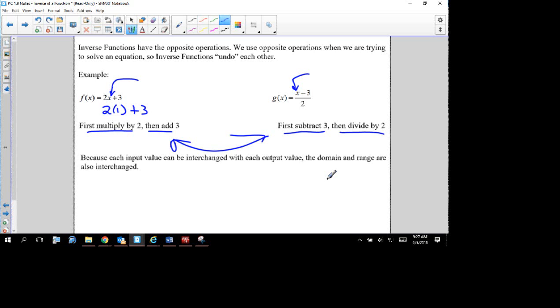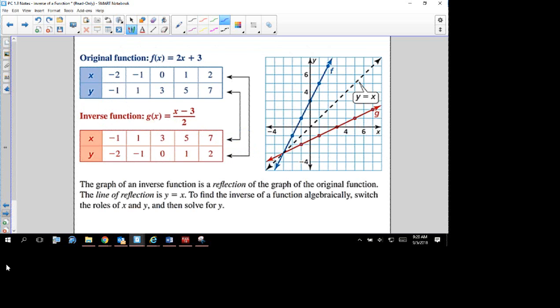So this is one way you can find the inverse. However, this is not my preferred method, but it might be your preferred method. You just think about what is being done to the x, and you rewrite it in the opposite order, in the opposite operation. And here's what I just talked about with the first equation. Here's the table for those two equations, and you can see that the x's and y's are all switched.